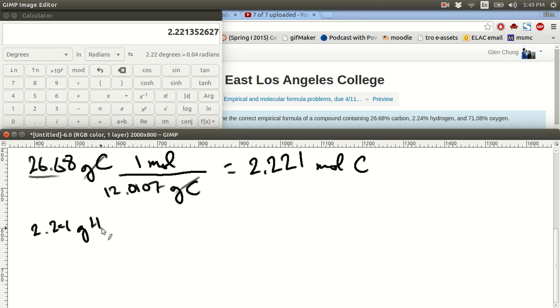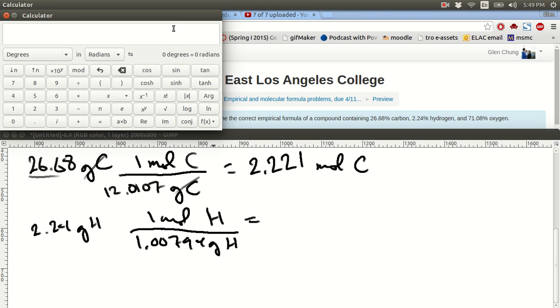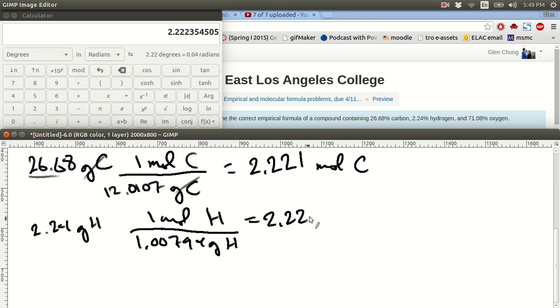2.24 grams of hydrogen. 1 mole of hydrogen has 1.00794 grams of hydrogen. Okay, and that means 2.24. Okay, that means 2.222. 2.222 moles of hydrogen. Now we'll do the same thing for 71.08 and oxygen.